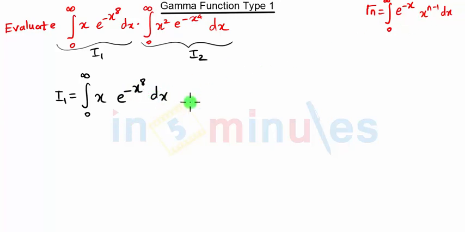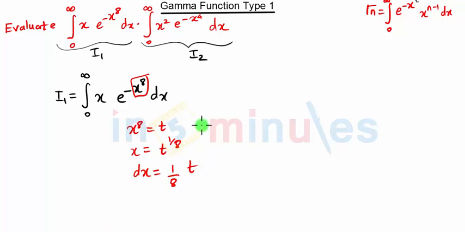So if you compare this to the equation, we want e raised to minus x raised to 1. We do not want x raised to 8. So we want x raised to 1, so we put this x raised to 8 equal to some other variable whose power is 1. So we put x raised to 8 equal to t, then x will be t raised to 1 by 8, then dx will be 1 by 8, t raised to 1 by 8 minus 1, which is minus 7 by 8, into dt. So this is our dx.